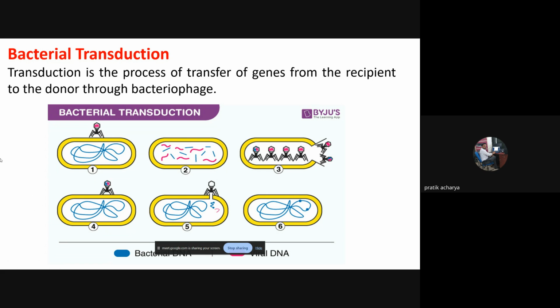But by this process, horizontal gene transfer occurs. This is not the parent of this bacteria, but it gets the property of this bacteria due to this bacteriophage infection. Okay, this is all about bacterial transduction. So these are three elaborated forms of horizontal gene transfer mechanism: transduction, transformation, as well as conjugation.